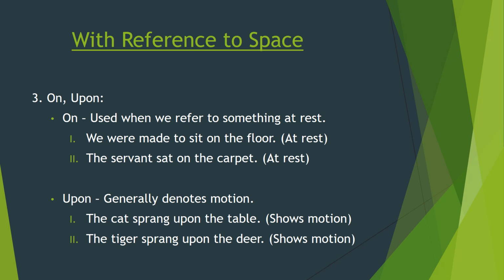Upon is generally used to denote motion. The cat sprang upon the table. The cat jumped upon the table. It is showing some motion. The tiger sprang upon the deer. Motion is there. So upon and into, both these prepositions are dealing with some activity or denoting some motion.